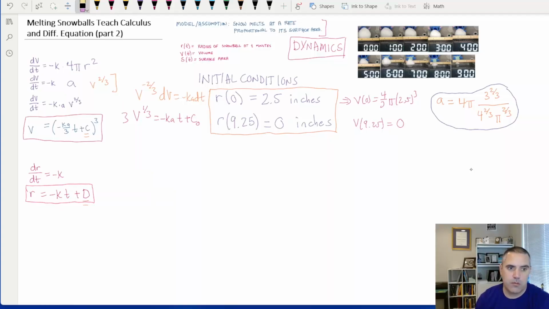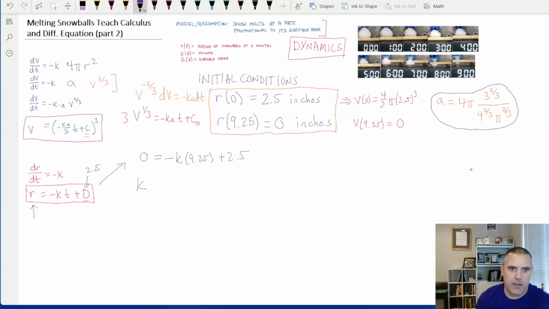So we learn other things along the way. If you assume that snow melts at a rate proportional to its surface area, you get this. This one's easy to plug in for. So now let's use our information. When you plug in 0, you get 2.5. That means this has to be 2.5. When you plug in 9.25, you get 0. So we're going to get 0 is r, right there, when t is 9.25. And all of this is approximate.